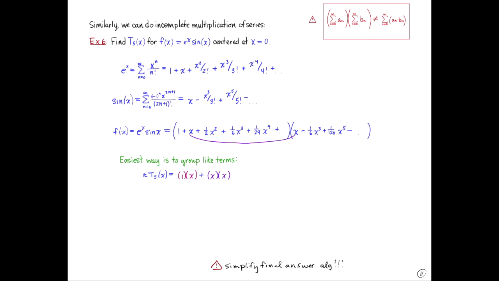Looking for terms that we can multiply together to get back x cubed, starting with our 1, we can multiply that by negative 1/6 x cubed. Since there's no even terms, there's nothing we can multiply x by to give us back x cubed. At 1/2 x squared, we can multiply that by x to give us back a positive 1/2 x squared times x.